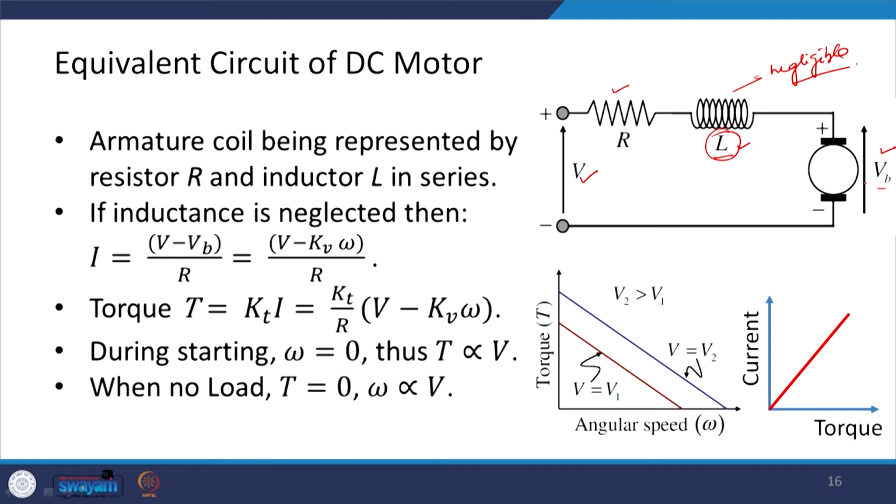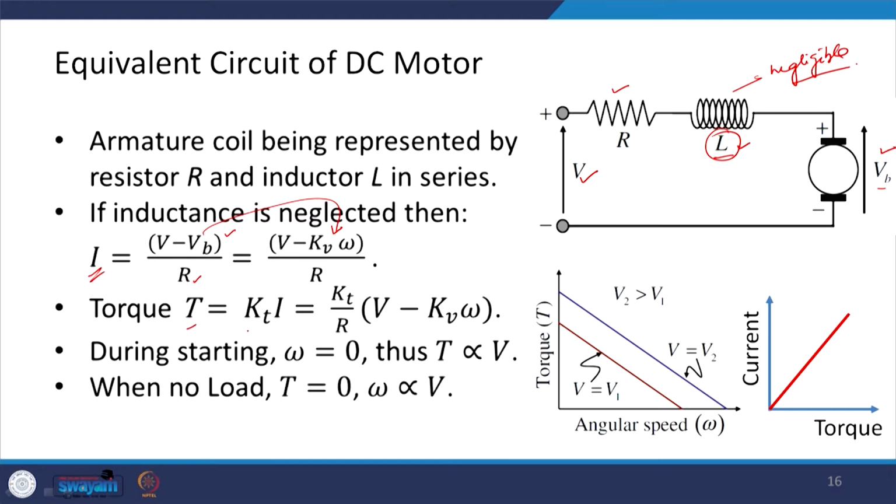We have V minus VB, which is the net voltage driving this circuit. So, I can find the current as (V minus VB) by R, and this is going to be the current. Now I am replacing this VB by kV omega. So, this is (V minus kV omega) by R. This is my current.